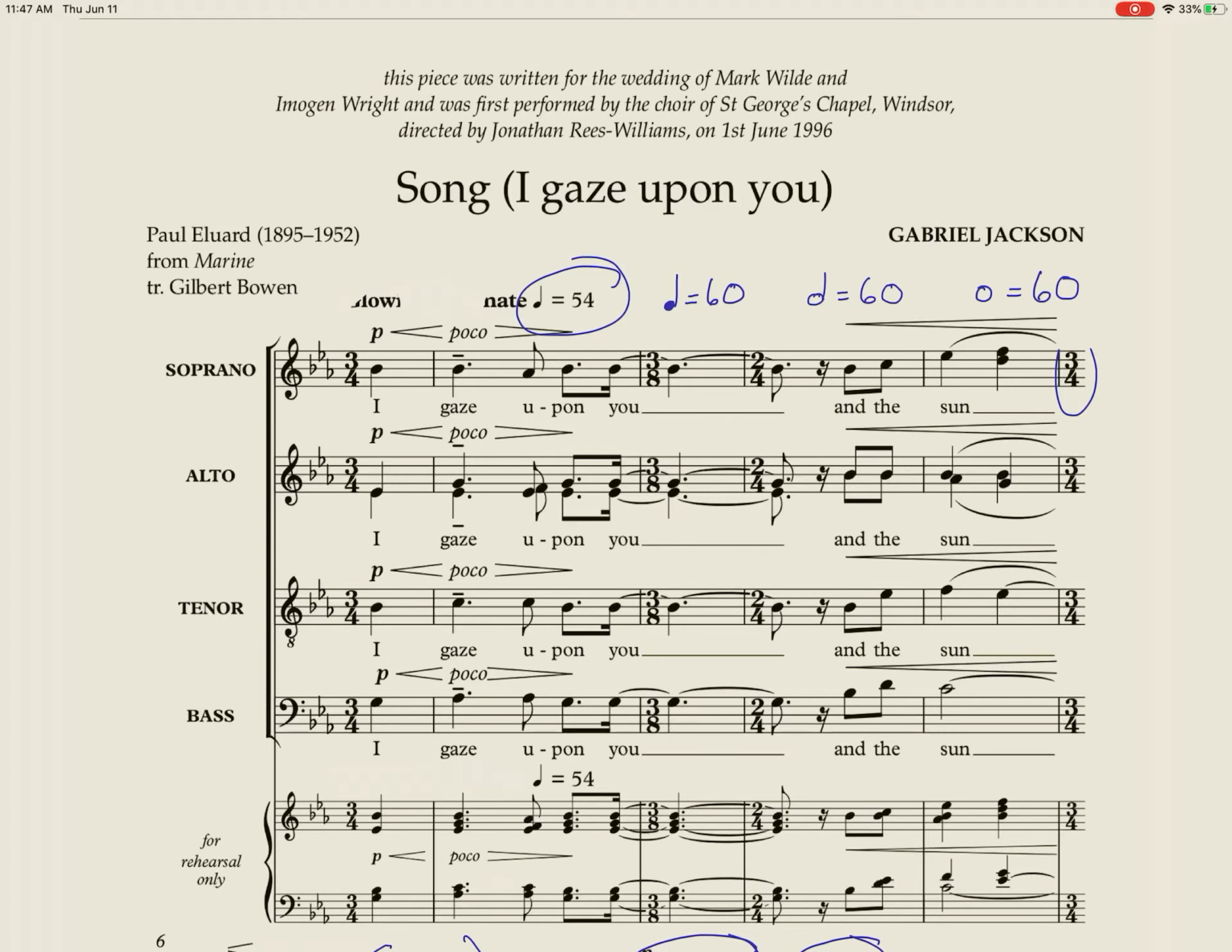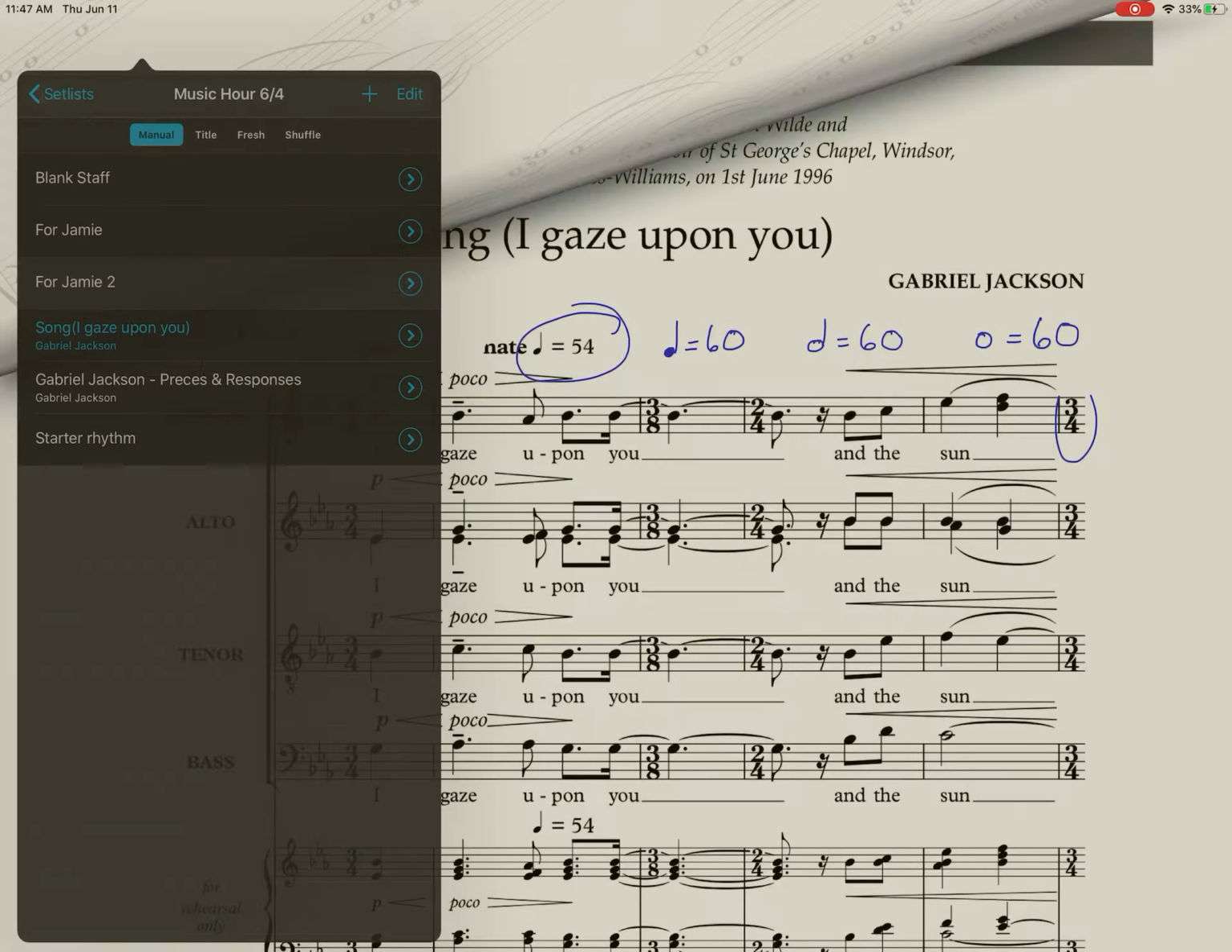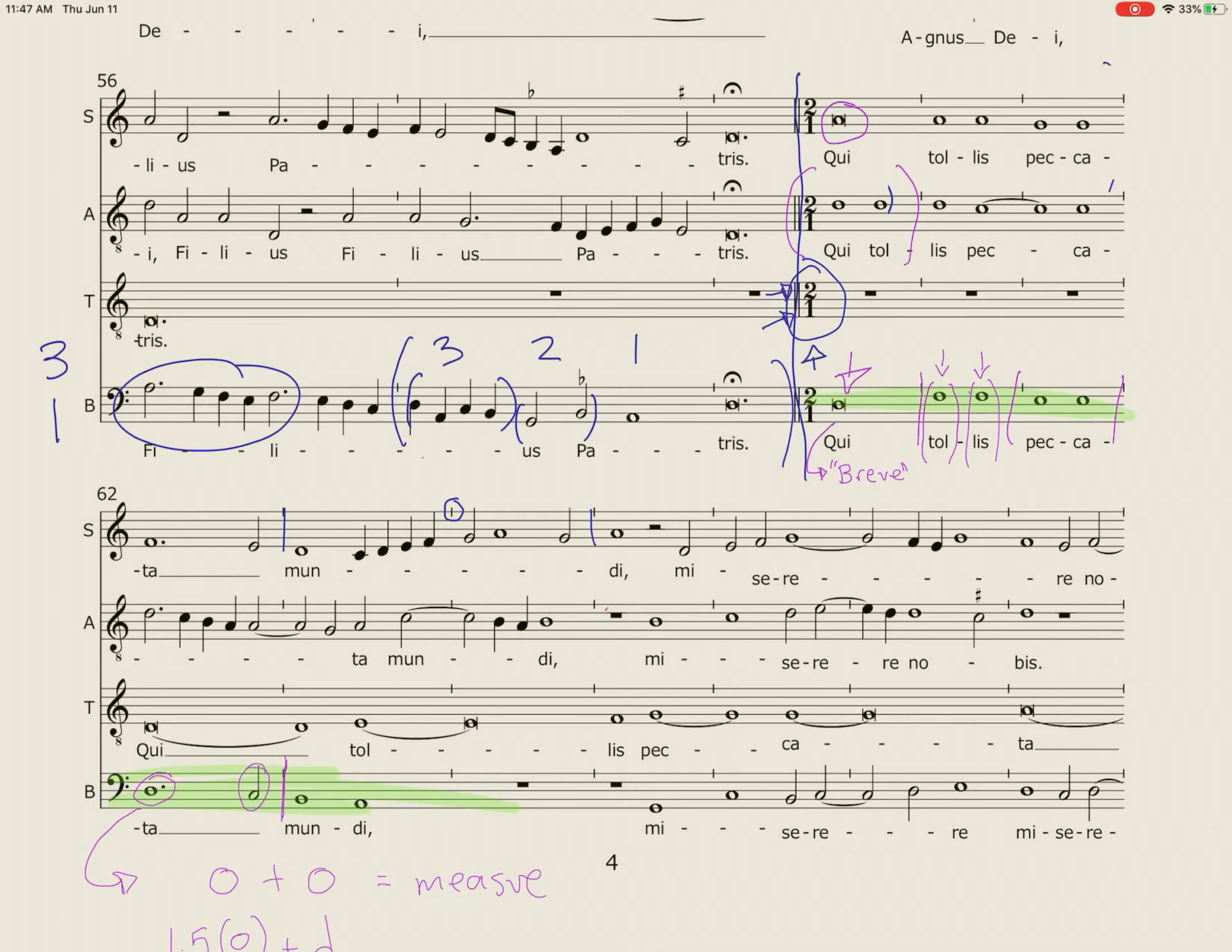And the tool we use to figure that out is called a metronome. You have probably seen these or used them or heard them, but I'm so sorry.